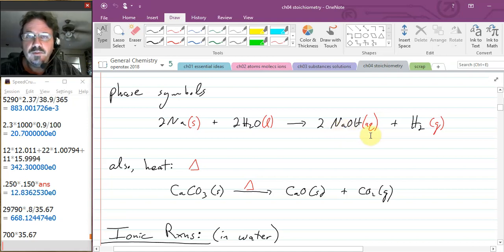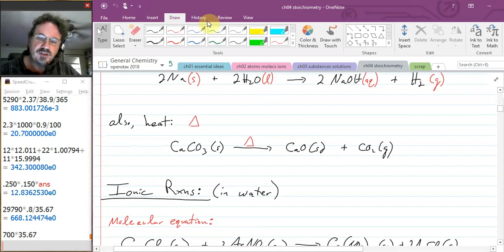And so AQ means aqueous. It would have been a solid except it's dissolved in water, so we put AQ. And actually AQ shows up a lot because that's very often how we do our chemical reactions. And then G here for gas, and so this gas must have come bubbling out of the solution when the reaction occurred.